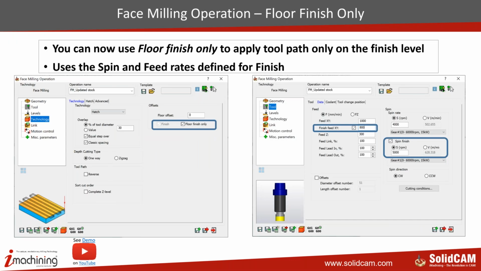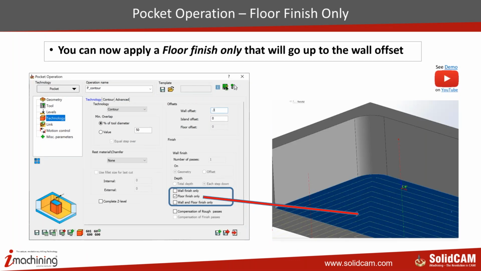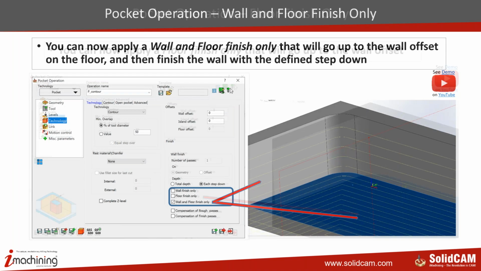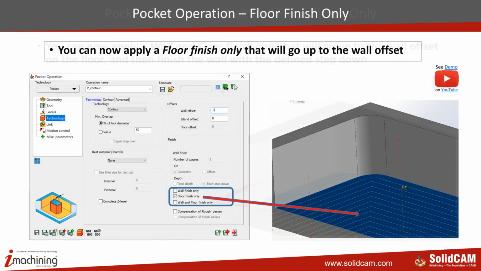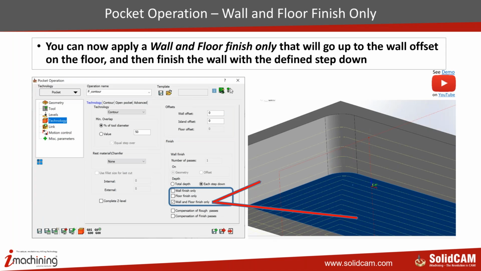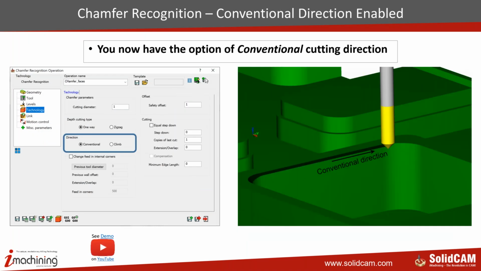Again, in the face milling operation, now a direct floor finish only option is available. You can do floor finish directly. Another new function is that, apart from doing it inside the pocket, you can also do only floor finish, or you can do wall finish and floor finish together inside the same strategy. This is available inside the technology, in the finish parameters. Either you can do only floor finish or wall and floor finish together. These are some of the new enhancements done under the 2.5D pocket milling operation.